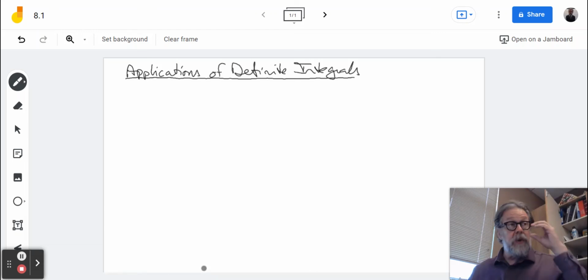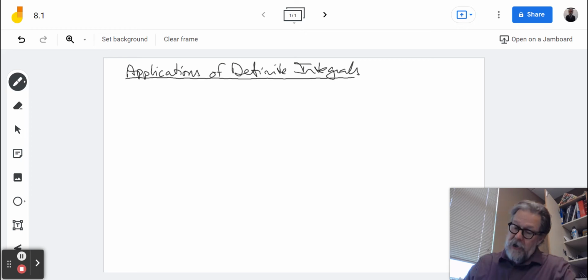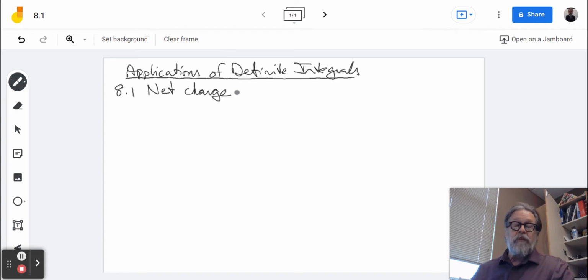All right, welcome to Chapter 8, which is Applications of Definite Integrals. The very first section, 8.1, is just all about net change. We're talking accumulation here. How much does something change? It is a bunch of examples, and all I'm going to be doing in this section is banging through examples.